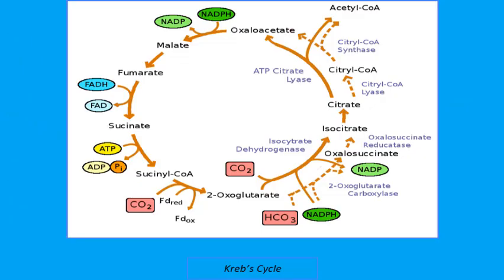This is the flow chart of Krebs cycle. Start from acetyl coenzyme A, citrate, then oxaloacetate, malate, fumarate, succinate, succinyl coenzyme A, alpha-ketoglutarate.